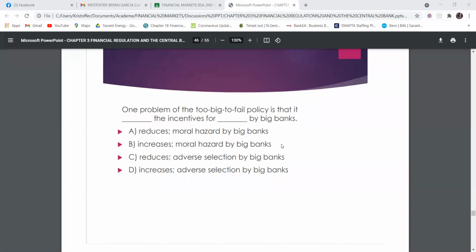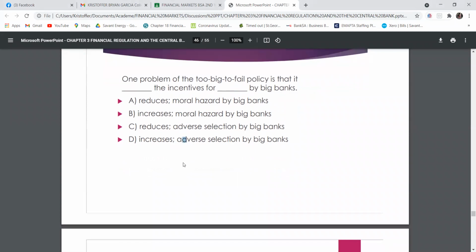So kung i-explain natin to, isa nga daw sa problema kasi meron tayong too big to fail policy kung saan laging nakasuporta yung government kung sakaling mag-fail itong malaking institutions na to. So ibig sabihin, isa sa problema nun is that pinapalaki niya yung incentive for moral hazard by the big banks. Kasi nga, ang mindset dyan is that, okay, ako, malaking financial institution ako. Take lang ako ng take ng risk. Bakit? May nakasuporta naman sa akin if ever mag-fail ako eh. So, take lang sila ng take ng risk, so they increase the incentives for moral hazard by big banks. Yun lang yung pinaka-basic mindset ng financial institutions doon.